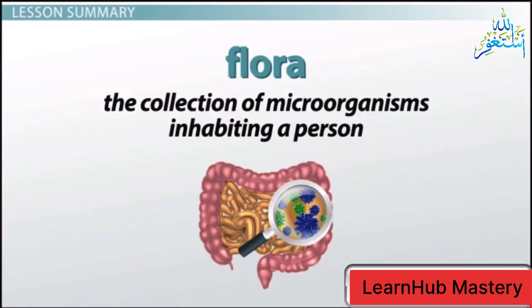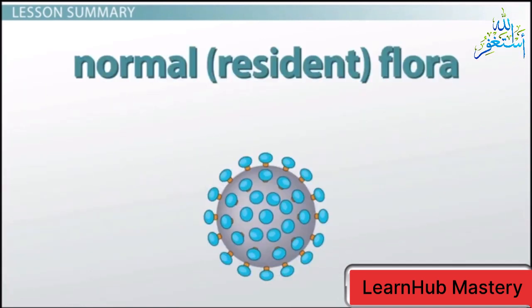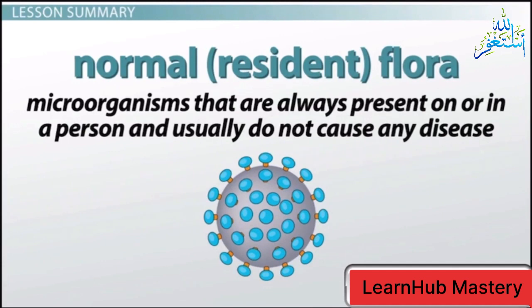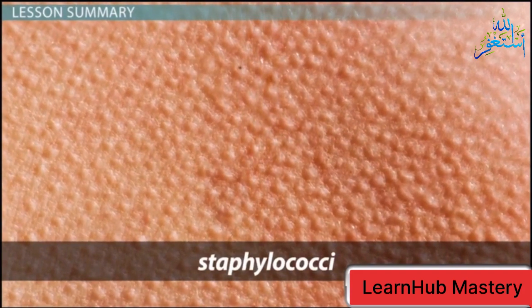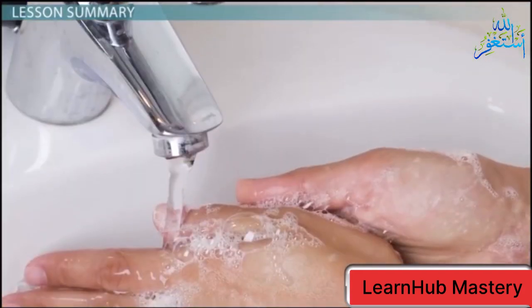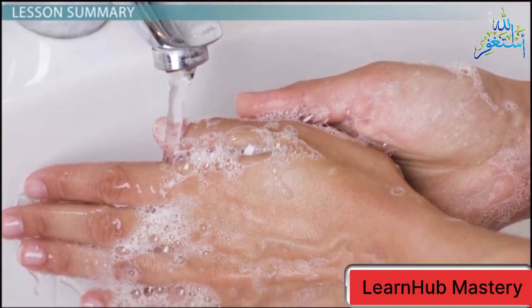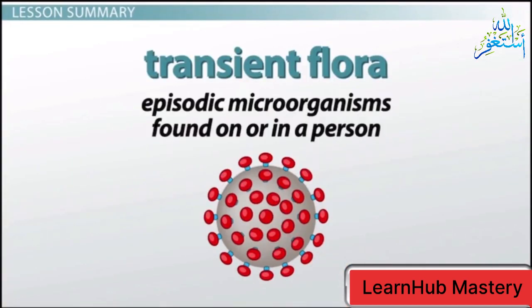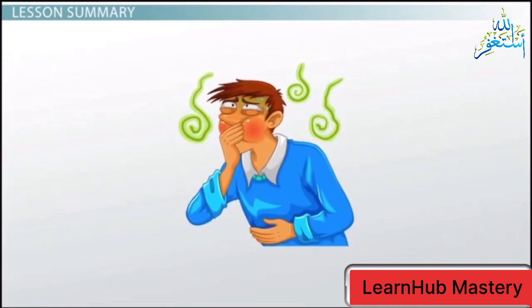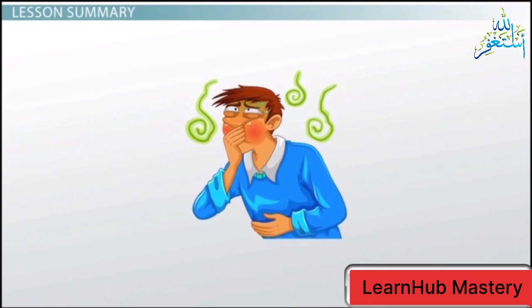Flora is a word for the collection of microorganisms inhabiting a person. Normal or resident flora are microorganisms that are always present on or in a person and usually do not cause any disease. For instance, a lot of staphylococci inhabit your skin. You'd have to scrub your hands with soap and water to have a good shot at removing these guys. Transient flora are episodic microorganisms found on or in a person. An example of this is the norovirus, which can cause the stomach flu.